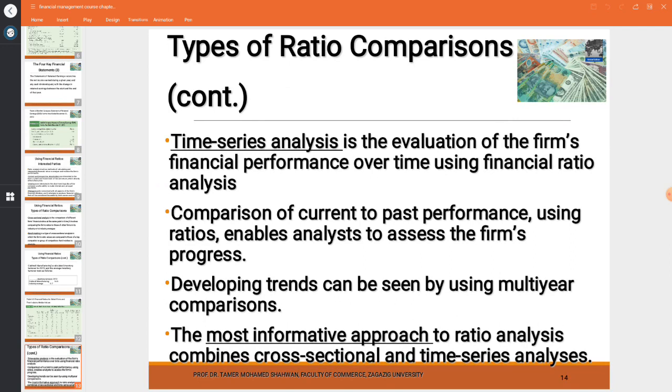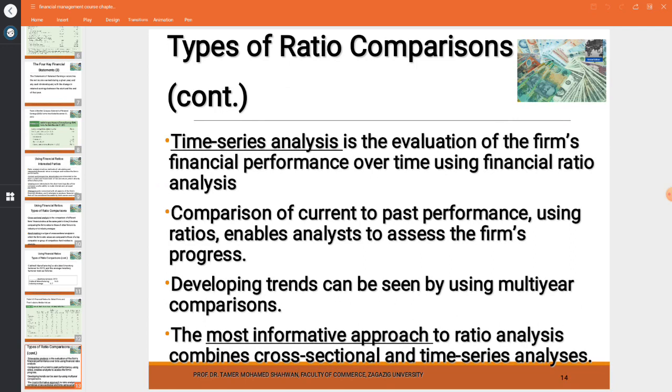Another type of financial analysis is called time series analysis. Time series analysis is an evaluation of the firm's financial performance over time. That is, we do not base our evaluation on a specific point in time, but rather take many years. It's called a series, a time series.